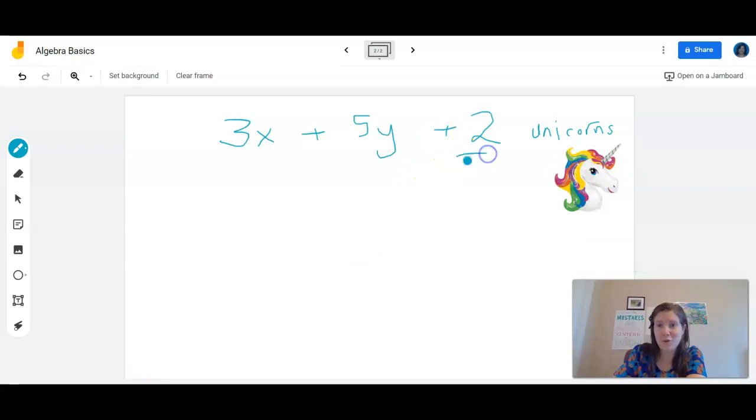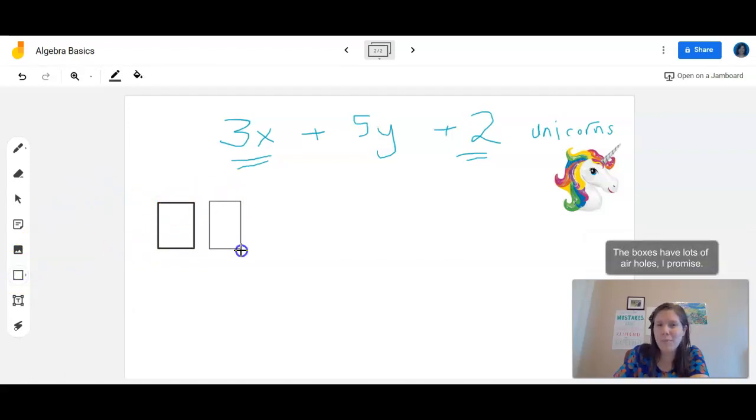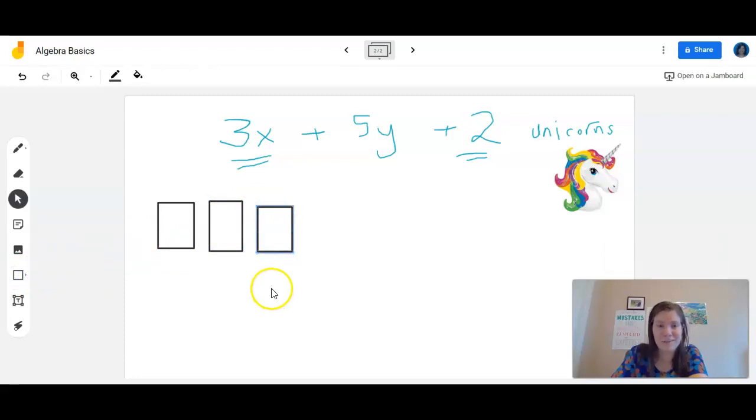I have 2 unicorns hanging out, eating marshmallows. And then I have 3 somethings of unicorns. Let's say that each x is a box full of unicorns. And we don't know how many unicorns are in each box, but I do know I have 3 boxes, and they should be exactly the same size, even though my pictures are not. So 3x is 3 boxes of unicorns.